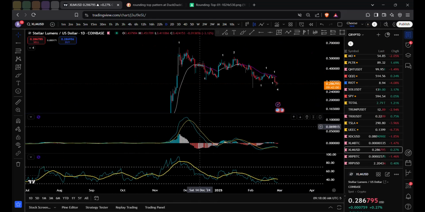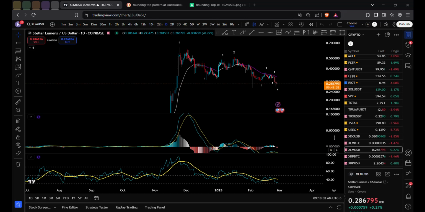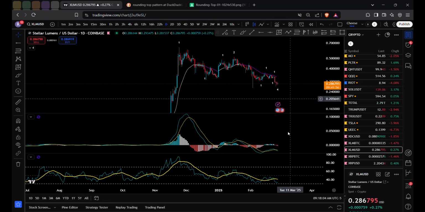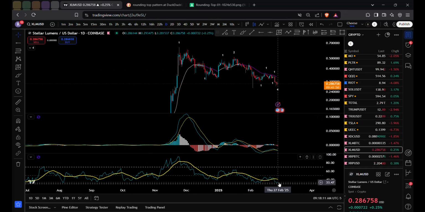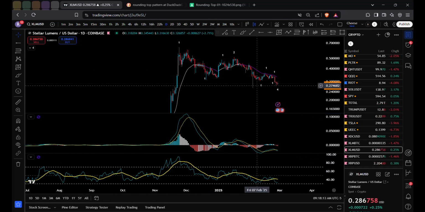There isn't. Your waves on your MACD are getting lower. Your price swings are getting lower. Your RSI is getting lower. You are officially oversold. You could see here we are forming somewhat of a double bottom if you do consider this wick as a bottom.